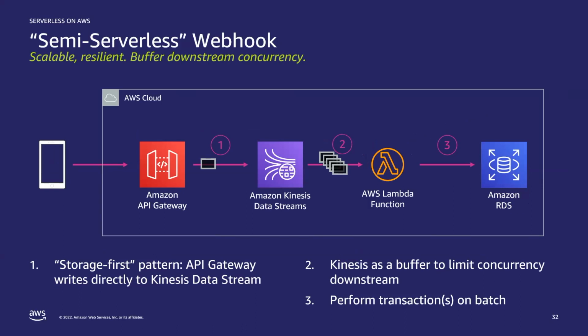SQS would store the messages. It can be a trigger for a Lambda function. So if you're queuing events there and you want certain events to trigger a Lambda, it's all based on how you set your application up and the way you do your workflow.